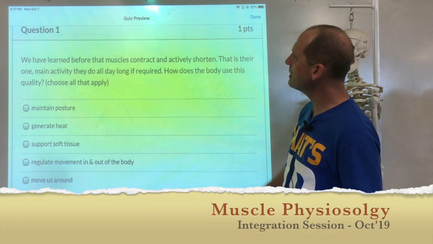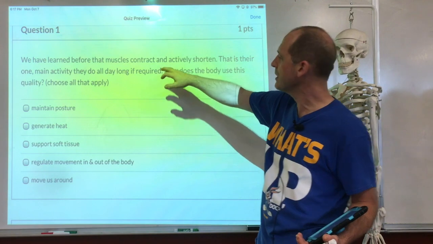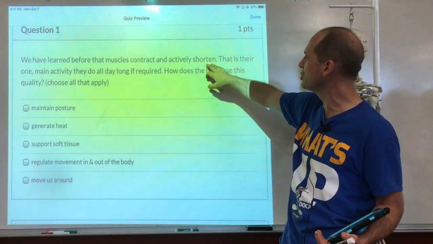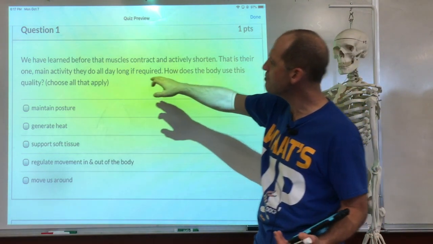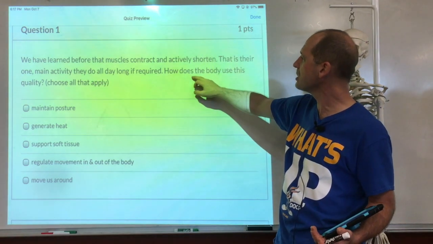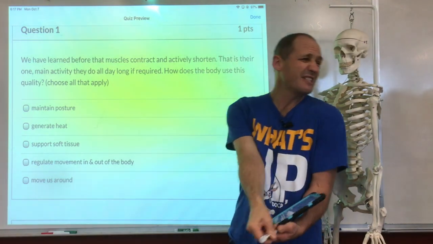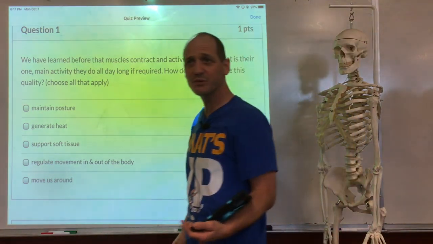So we have learned, question one, we've learned before that muscles contract and actively shorten. That is their one main activity they do all day long if required. How does the body use this quality? Choose all that apply. And I think this is where I messed up a little, right? So what do we do with that?